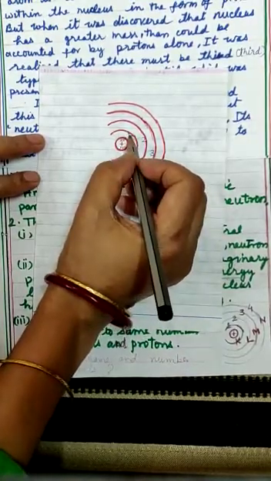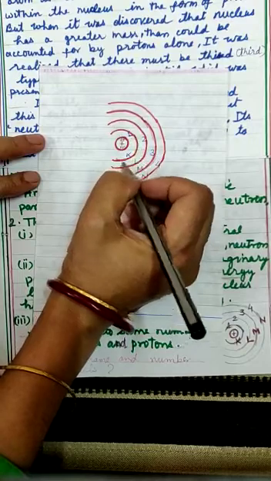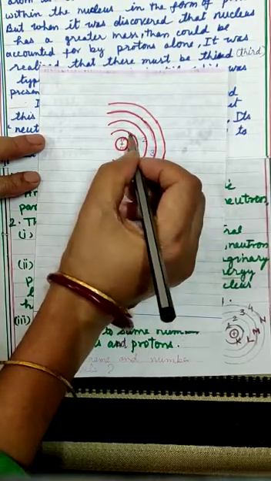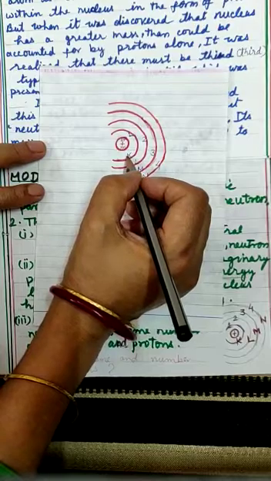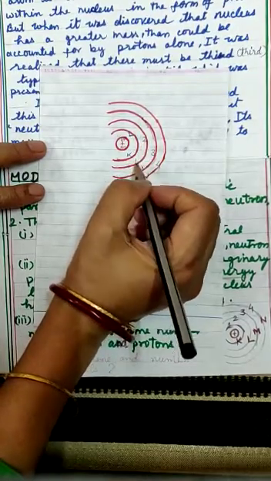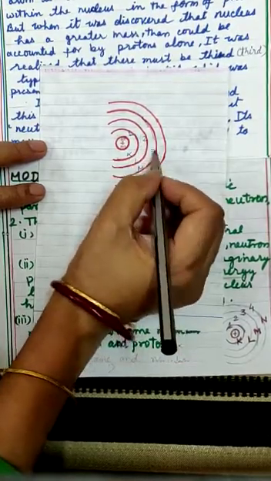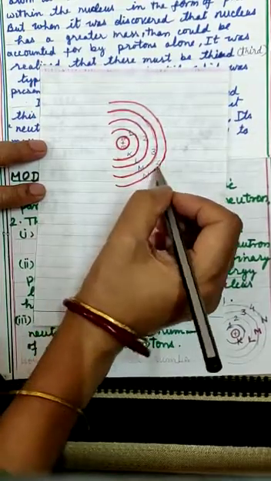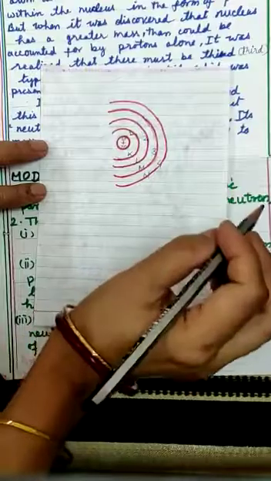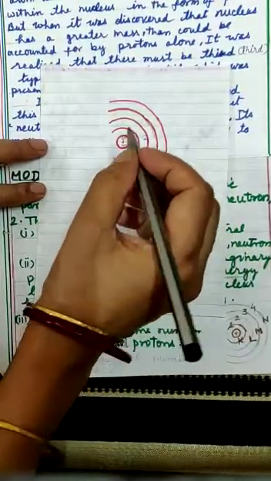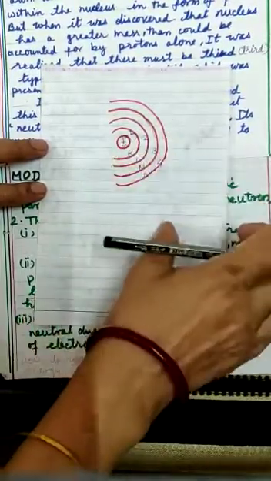The numbering starts from the orbit closest to the nucleus. The first or the K orbit or shell has the lowest amount of energy. The second one or L has more. The third one will have even more, the fourth even more, and the seventh one will have the maximum amount of energy associated with it.